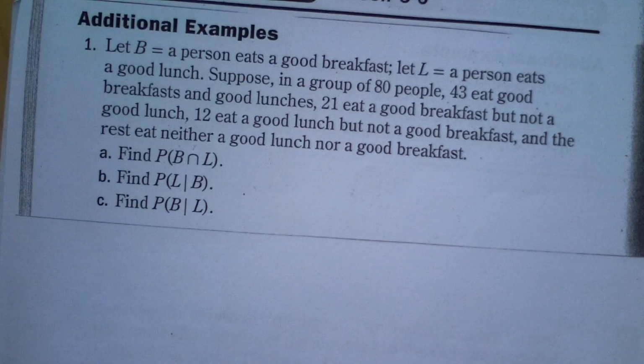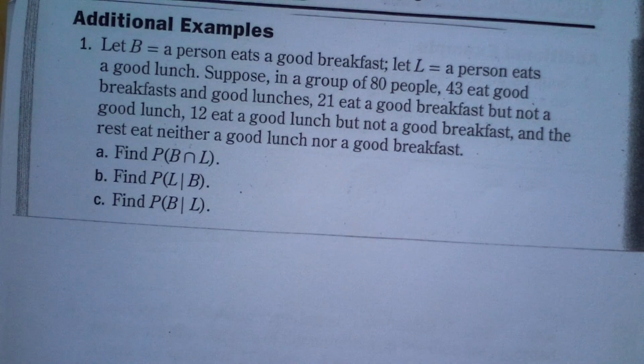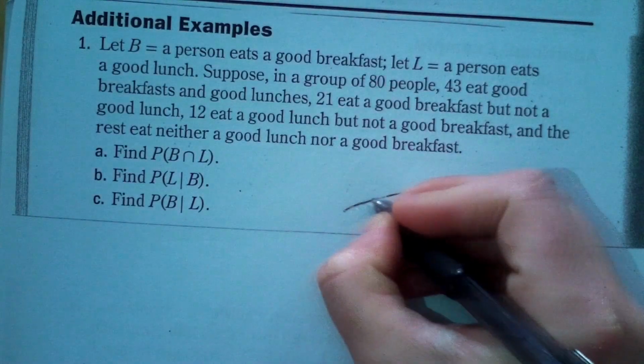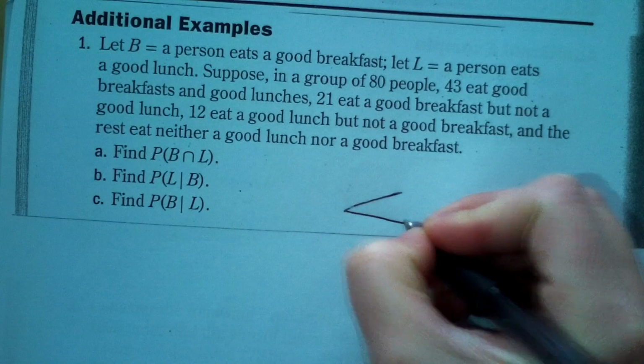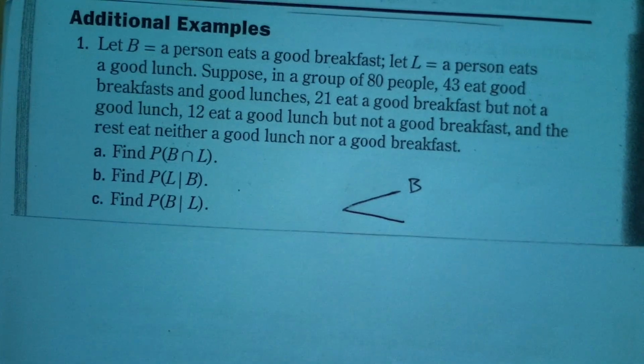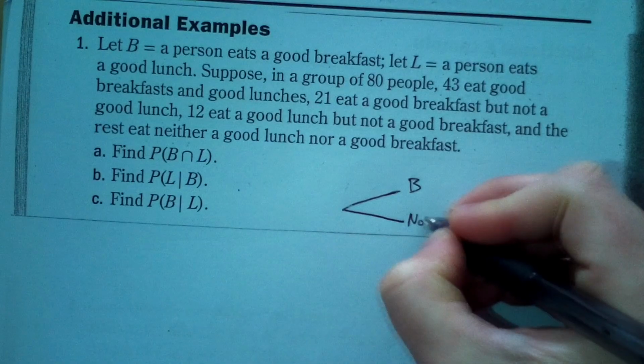Okay, so like I said, I'm going to try to set this up as a little tree diagram here. My first couple branches, I'm going to have a branch for people that ate a good breakfast, and then the opposite of that, the complement, people that did not eat a good breakfast. So I'm just going to go B for breakfast, and then not B for people who didn't eat a good breakfast, because those are the only two options. You either did or you didn't.